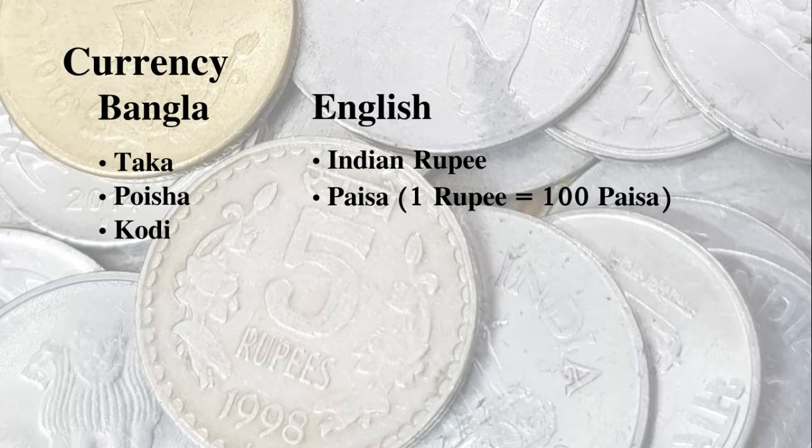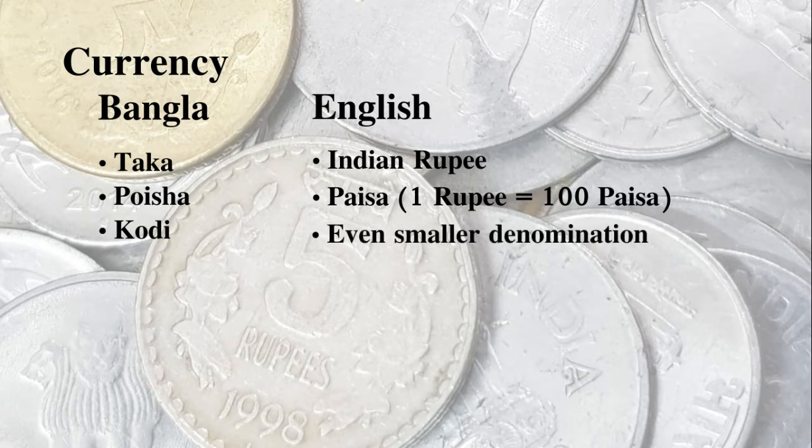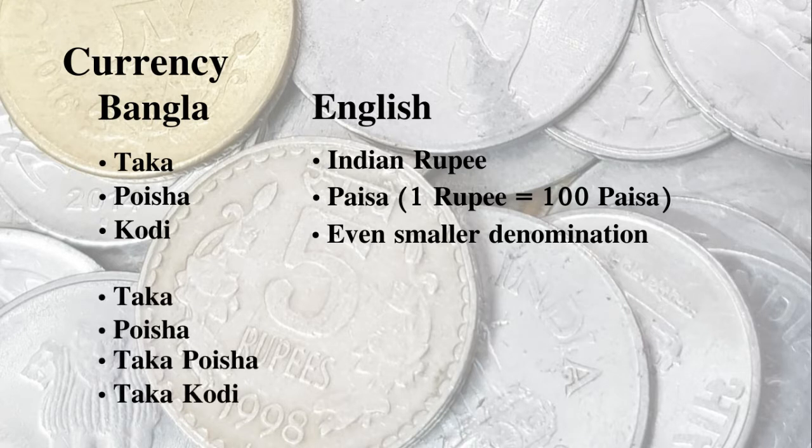Kodi is a much earlier denomination of money, and it's much smaller than paisa. So Kodi is also not in use anymore, but these words have been retained in the language. So taka, paisa, taka kodi, all of these can be used interchangeably to mean money or wealth in the general sense.